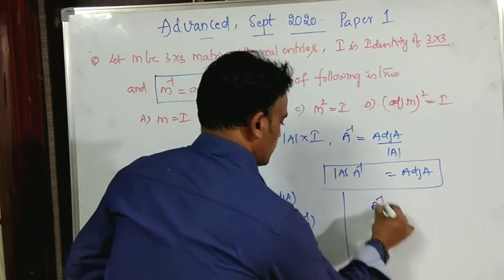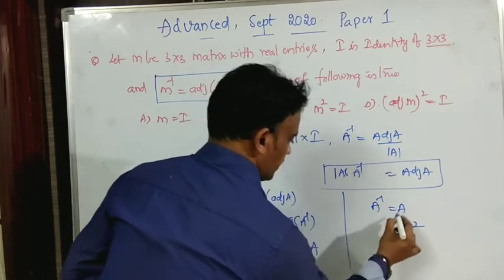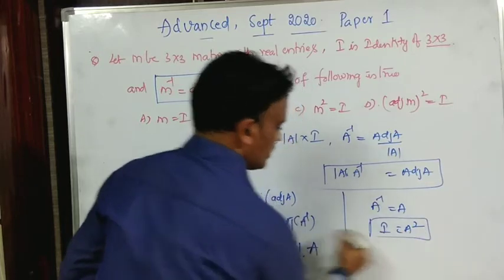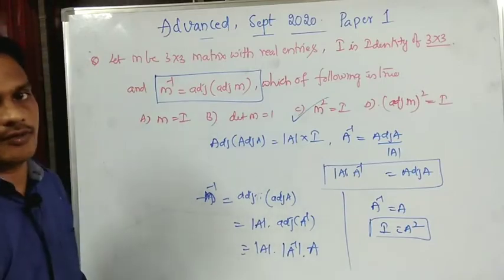So A inverse is equal to A. I can write A square is equal to identity, I mean, M square equals identity. Yes, that's all. This is one of the options.